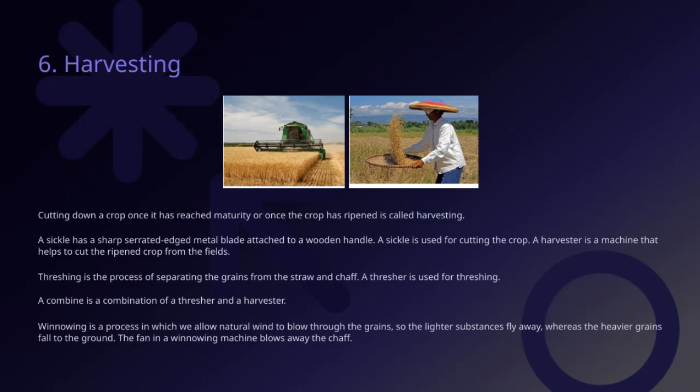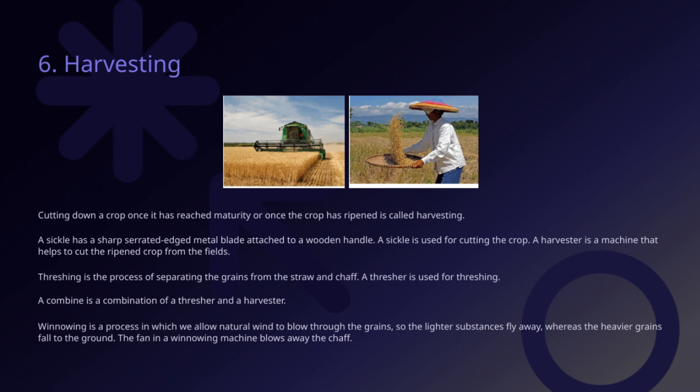Now, let's talk about winnowing. Winnowing is a natural process where we let the wind do the work. The wind blows through the grains, carrying away the lighter chaff, while the heavier grains fall straight to the ground. This method helps clean the grains efficiently. In modern times, a winnowing machine uses a fan to blow away the chaff, making the process faster and easier.